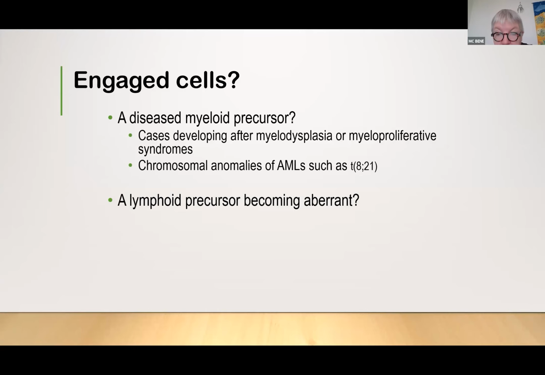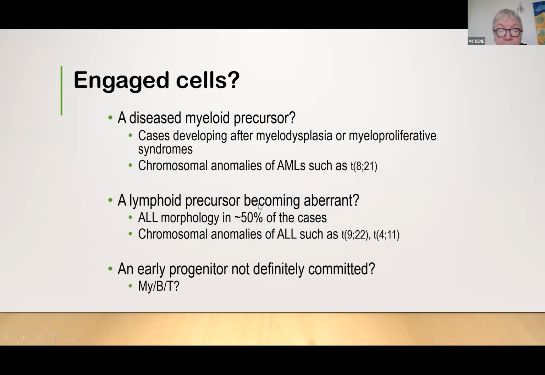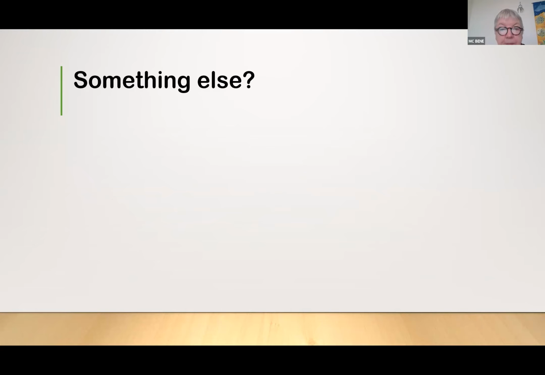Or is it a lymphoid precursor that became aberrant? ALL morphology can be seen in about half of the cases, and chromosomal anomalies that you see in ALL, such as Philadelphia chromosome, but also the t(4;11) translocation, can be seen in some of these MPAL cases. A third possibility would be that it could be an early progenitor that is not definitely committed, something that would be hesitating between being a myeloid cell or a lymphoid cell. So it could be the case, for instance, for the myeloid BT, very rare cases that we can see.